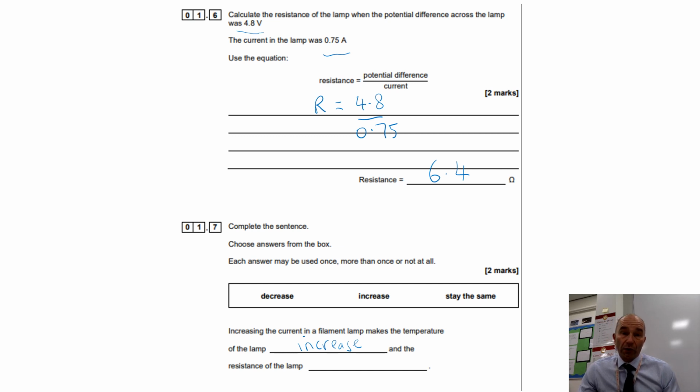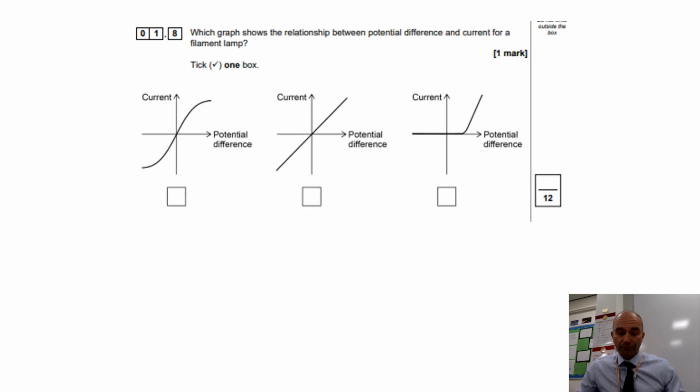Now, as the temperature goes up, it also means that the resistance of the lamp will go up as well. So an increase in temperature also means that we have an increase in the resistance of the lamp. So in that case, you're using the same word twice. Don't let that throw you when you answer these kind of questions.